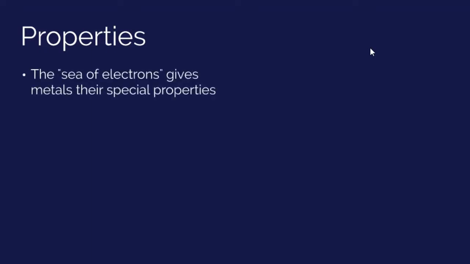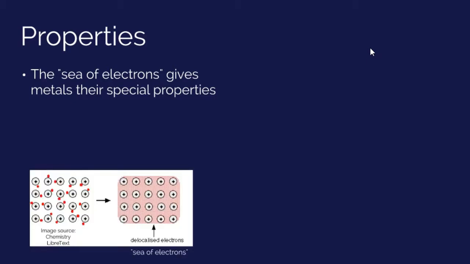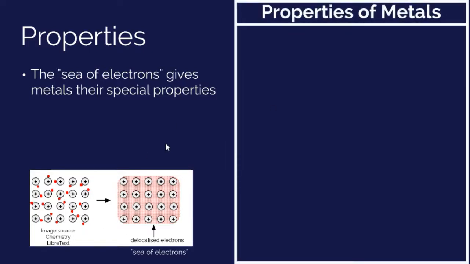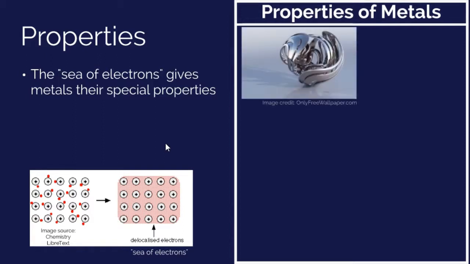It's very important to understand this sea of electrons model because that's what gives us all the special properties that metals have. So let's look at that again. Here I have the model of the delocalized electrons, again, the sea of electrons, and here I have all the properties of metals. In case you've forgotten what a metal looks like, here I have an example of this metal sculpture so we can talk about some of the properties that metals have in general.